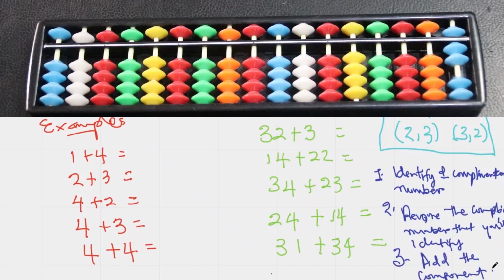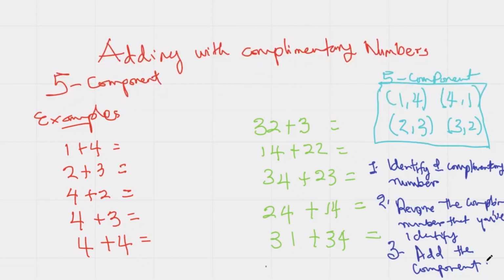All you are looking for is 4 plus 1 equals to 5. What's the 5 component of 2? 3. Because 2 plus 3 is 5. What's the 5 component of 3? It's 2. Because 3 plus 2 is 5. I have just written that here on the screen.